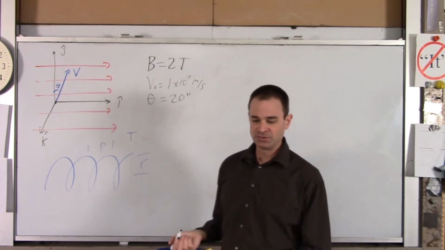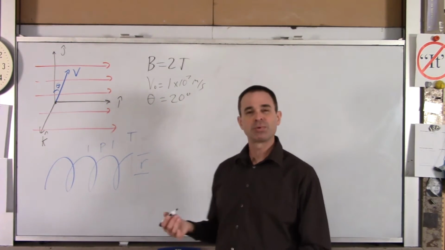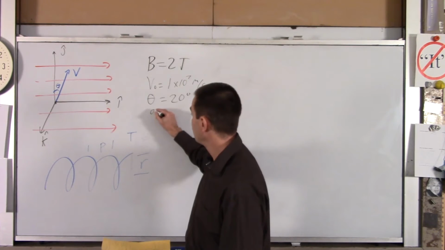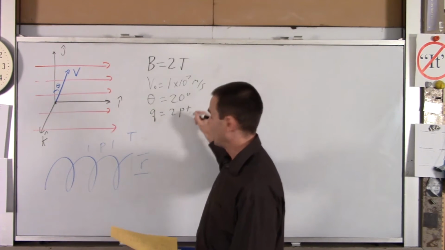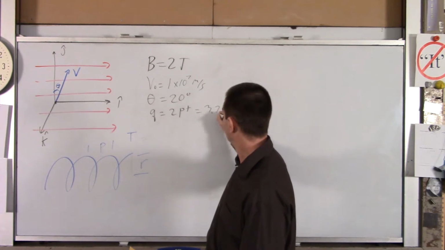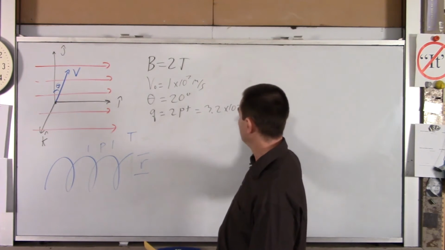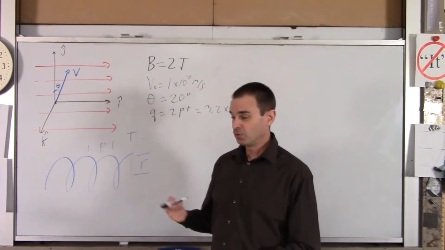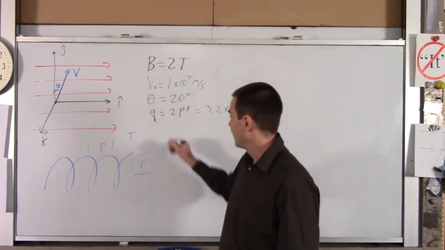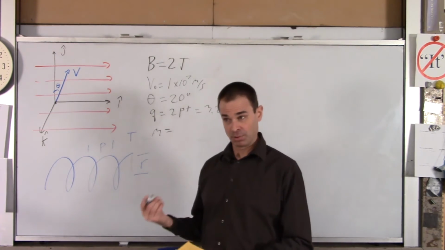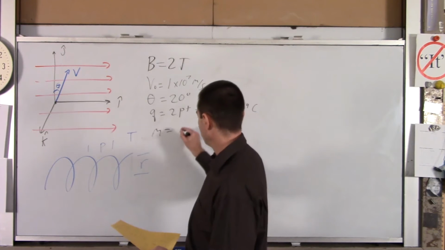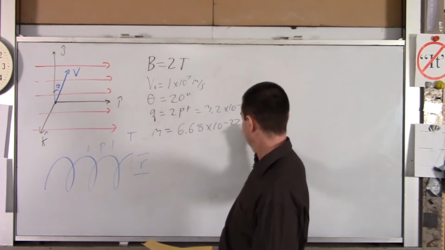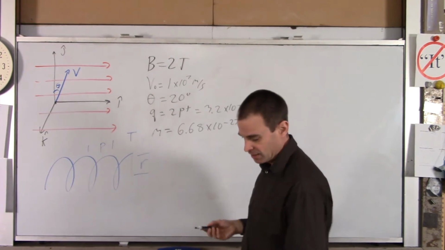So an alpha particle is simply a helium nucleus, and the helium nucleus has 2 protons and 2 neutrons in it. So the charge will be plus 2 protons. So Q is 2 protons, which is 3.2 times 10 to the negative 19th coulombs. The mass of a proton and the mass of a neutron are roughly the same. So there's 2 protons, 2 neutrons, 4 particles. And if you take basically the mass of a proton times 4, you get 6.68 times 10 to the negative 27th kilograms. So there's all our data.